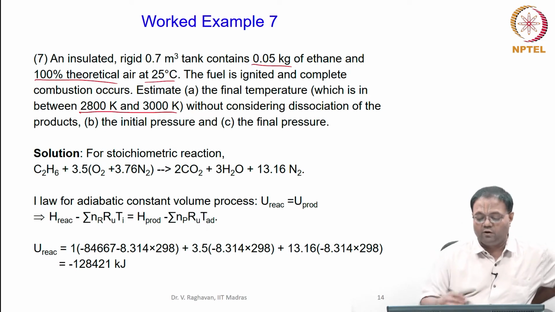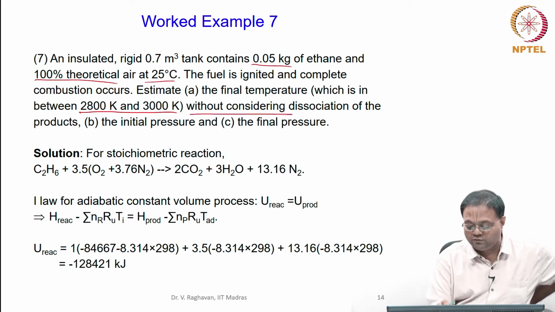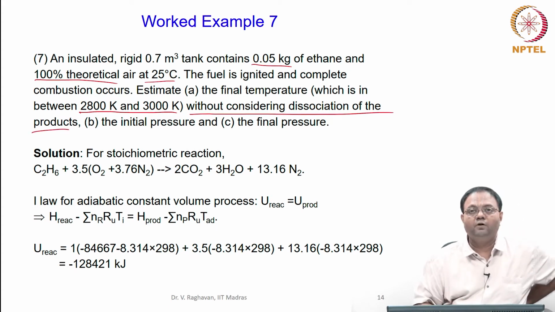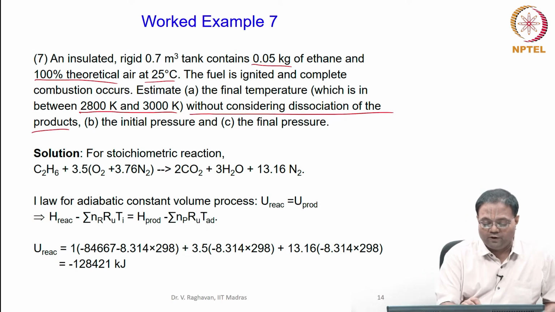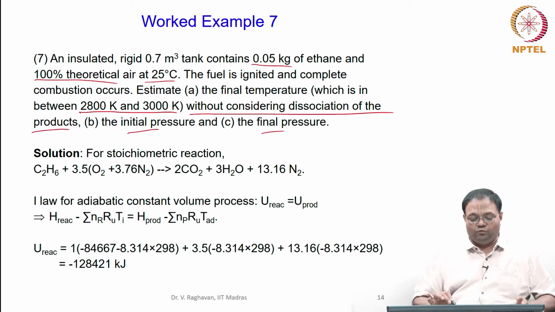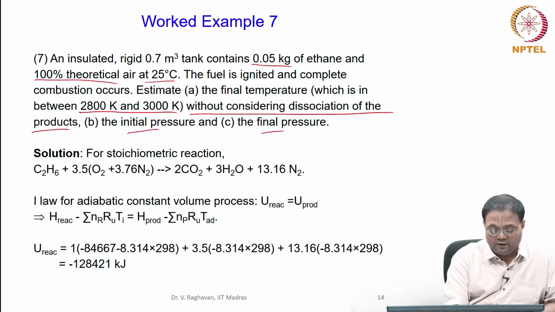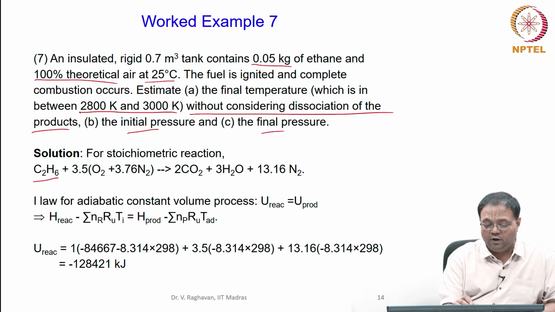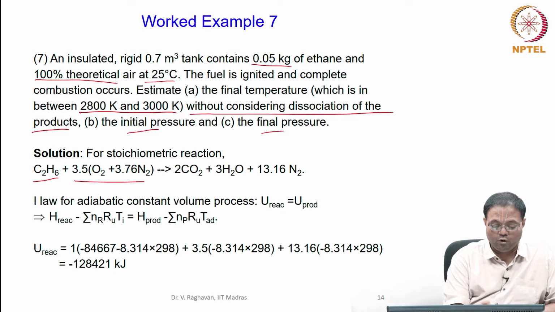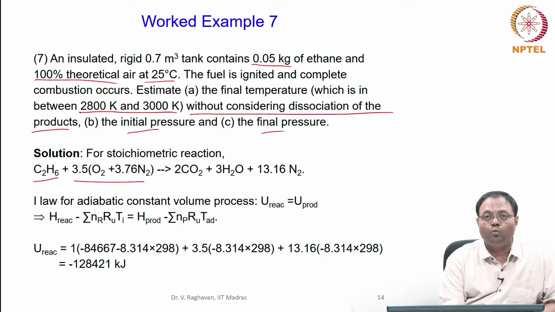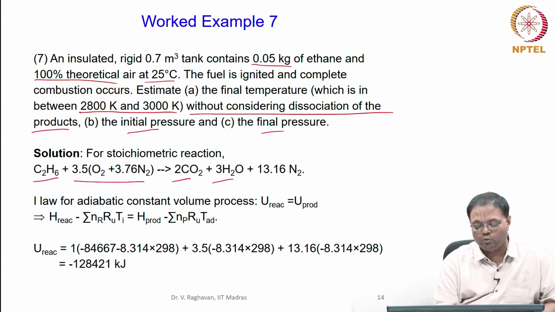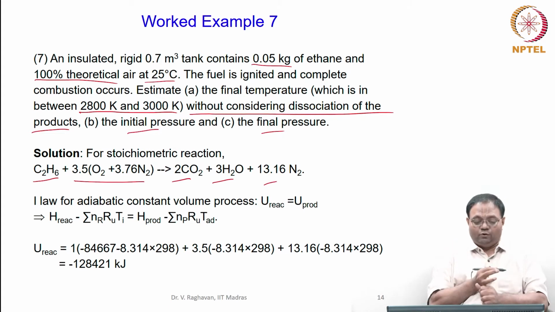Now to make our life easier, without considering dissociation of the products, you then have to find the initial pressure and final pressure also. So that is the equation here. Ethane C2H6 plus 100% theoretical air, so just use 2 plus 6 by 4, that will be 3.5 times O2 plus 3.76 times N2 giving 2 CO2 plus 3 H2O plus 13.16 N2.